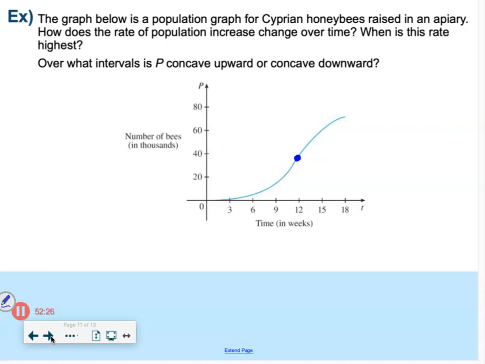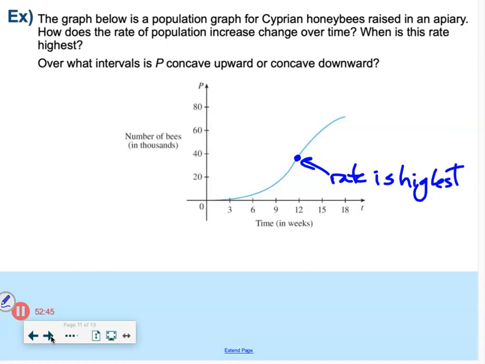So, when is this rate the highest? The rate is the highest right there at the point of inflection. Because the rate was increasing, and then the rate was decreasing.